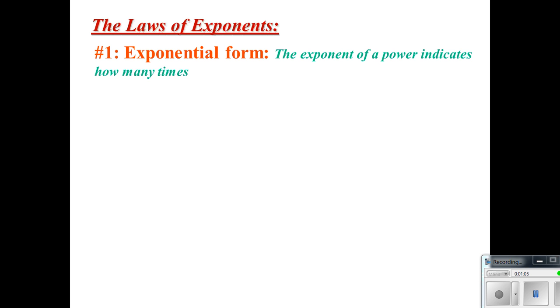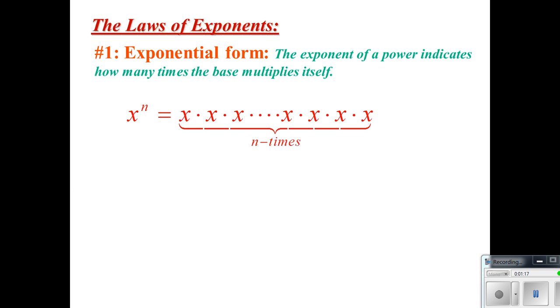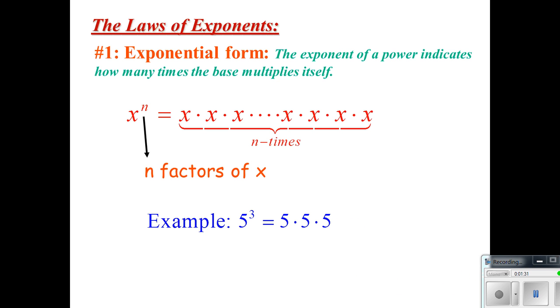The first law of exponents is the exponential form. The exponent of a power indicates how many times the base multiplies itself. So if you have x raised to n, it means that you have to multiply x times x times x, n times. N factors of x. Example, 5 raised to 3 is equal to 5 times 5 times 5.